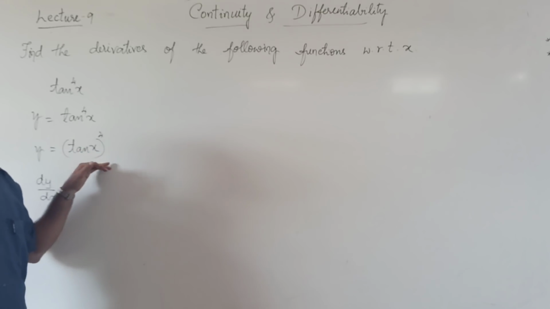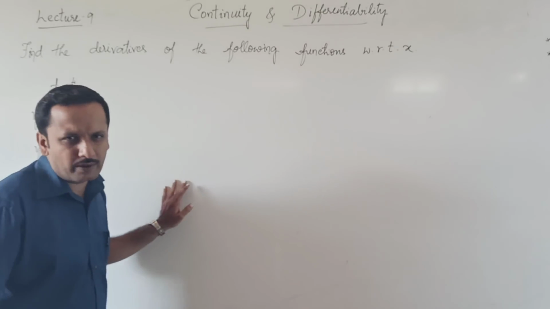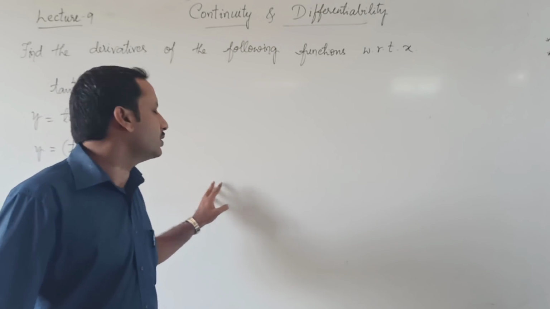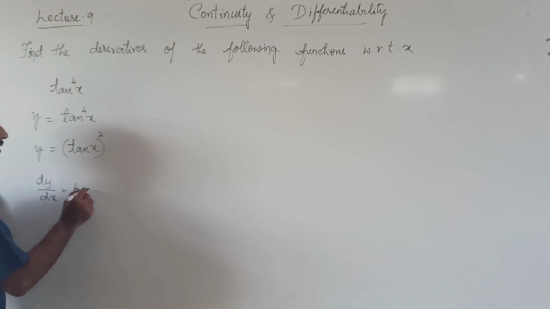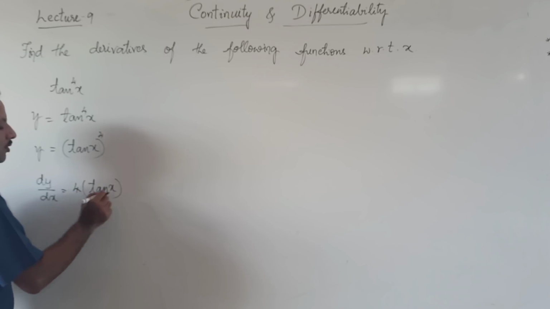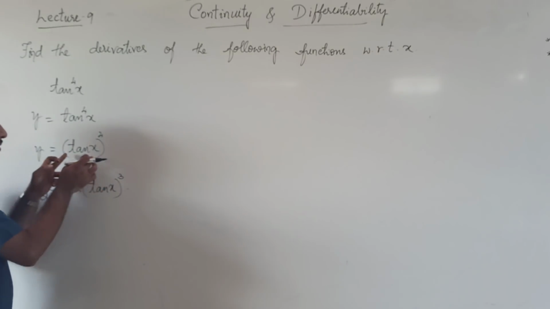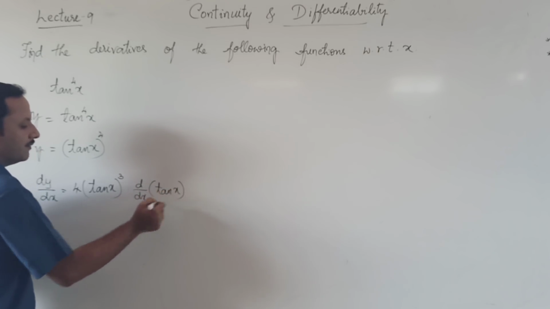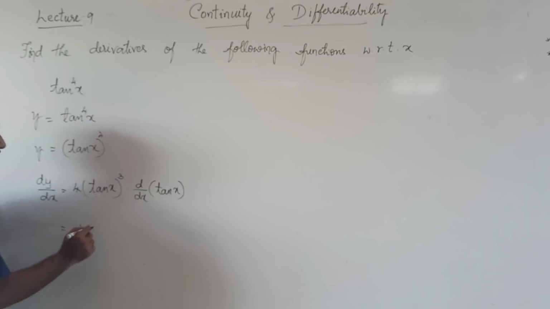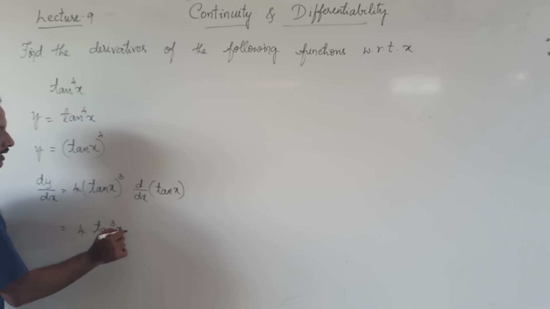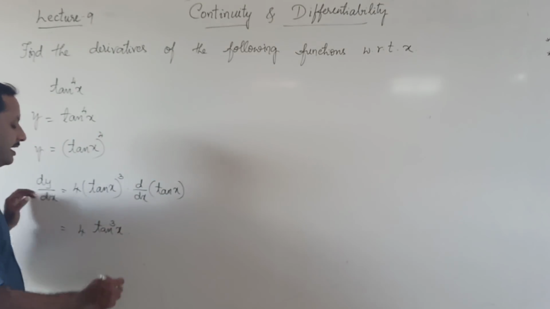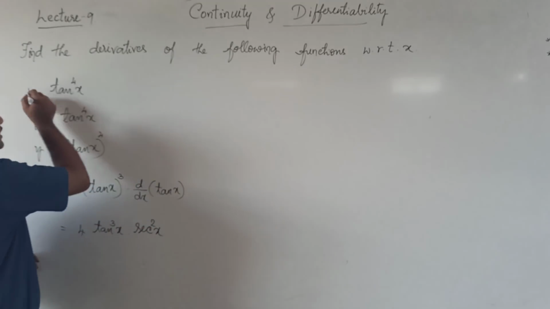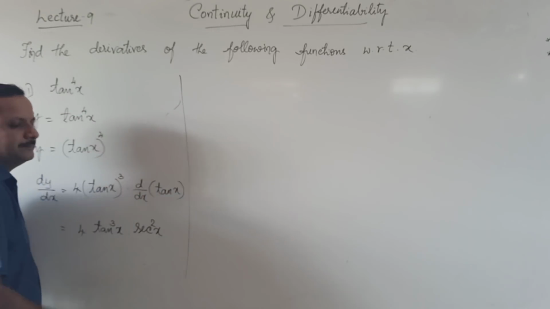This is of the form x to the power 4. The derivative of x power 4, as we know, is equal to 4 into x cube. So derivative of tan x whole power 4 will be 4 into tan x whole cube into the derivative of tan x. That's equal to 4 tan cube x into derivative of tan x. Dy by dx of tan x is equal to secant square x. So this is the derivative of tan power 4x.